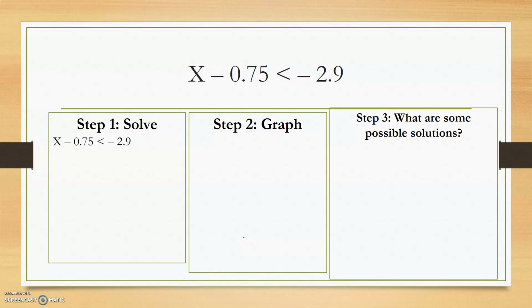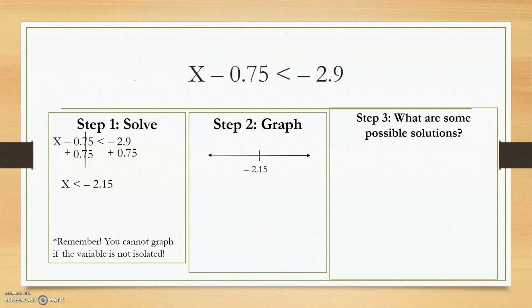We're going to apply the same thought process for inequalities. So we're going to use inverse operations. In this case, we're going to add 0.75 on both sides. And I'm left with x is less than -2.15.